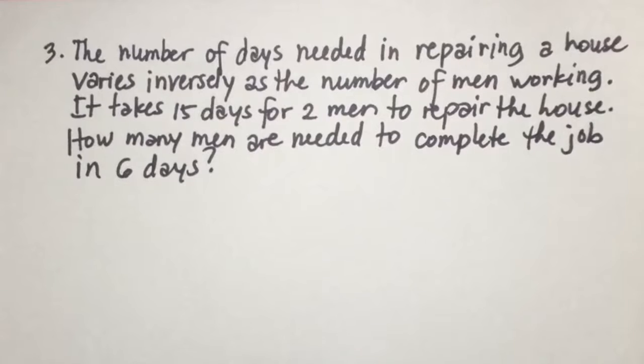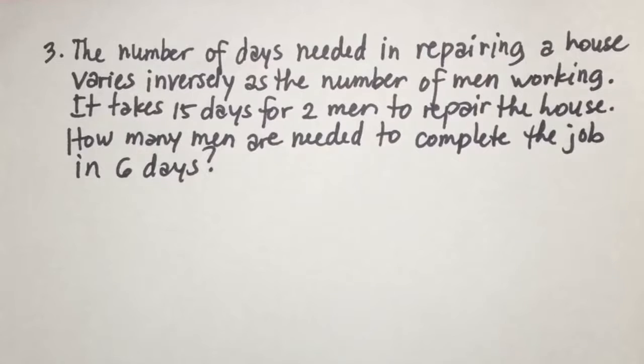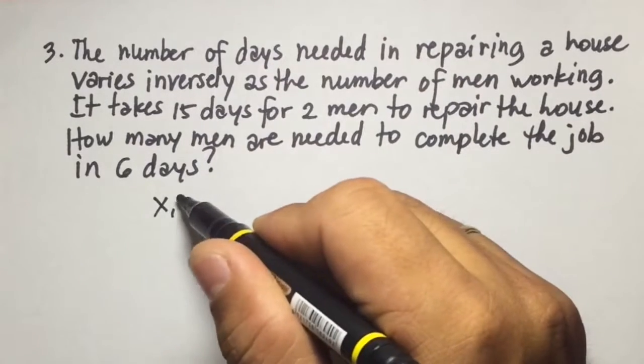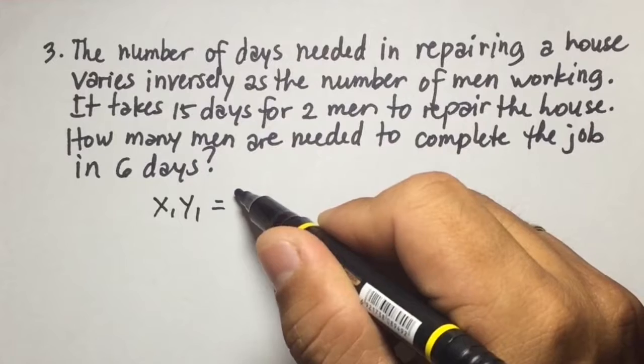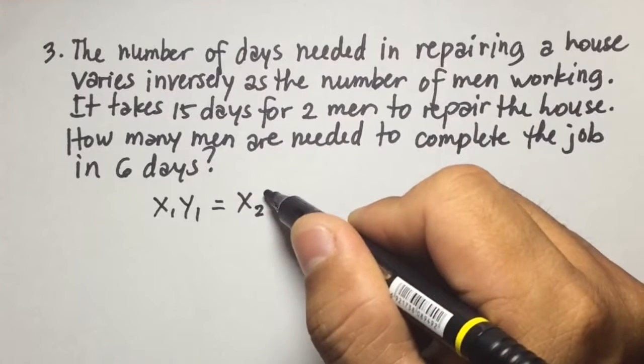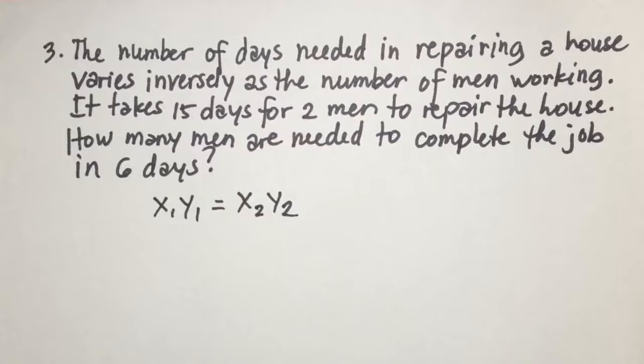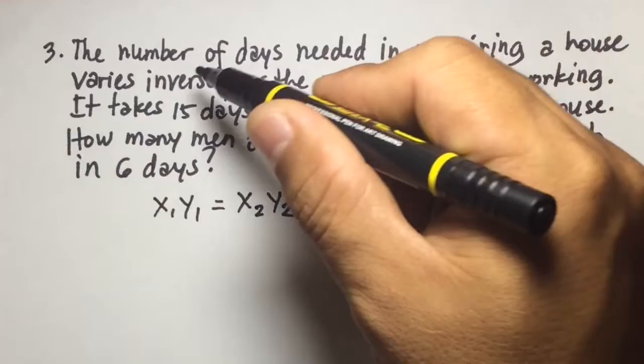Example number 3. The number of days needed in repairing a house varies inversely as the number of men working. It takes 15 days for 2 men to repair the house. How many men are needed to complete the job in 6 days? So this is another problem involving inverse variation. To solve this problem, we can just use the formula x sub 1 times y sub 1 equals x sub 2 times y sub 2.